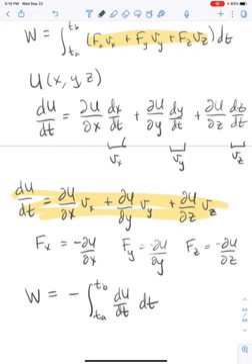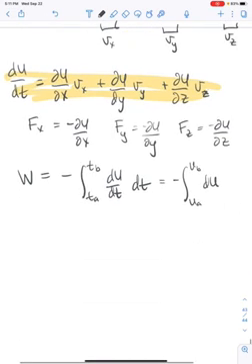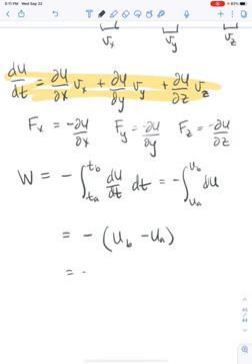Okay. And then that's just another way of writing negative integral from U_A to U_B dU, which would be negative U_B minus U_A, which is negative delta U is the work. Okay, so this shows us that the work done by a conservative force is negative change in potential energy due to that force. All right.